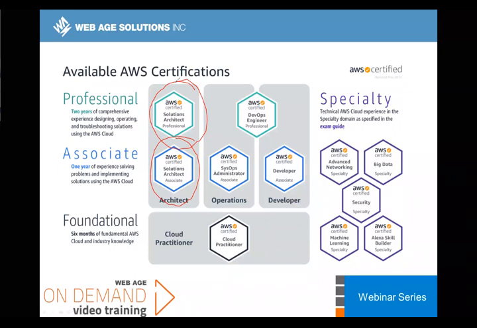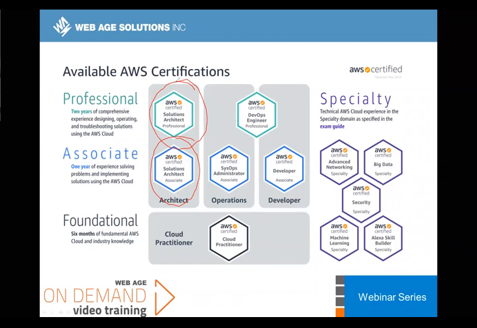We now also have 5 specialty exams, right? So the specialty exams are designed to prove that you have competency over a specific area within AWS. Now, all of the specialty exams, they require 5 years of experience with AWS, right? So this is a very advanced level of experience. And we're looking at certificates that are designed to really focus on a very, very niche area within AWS.